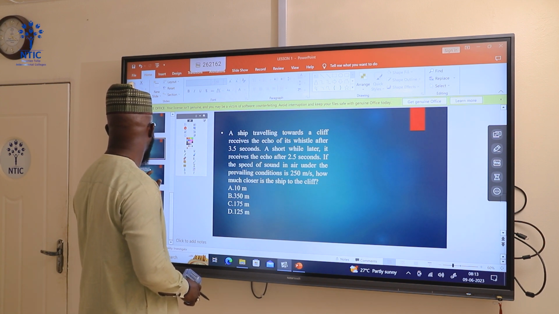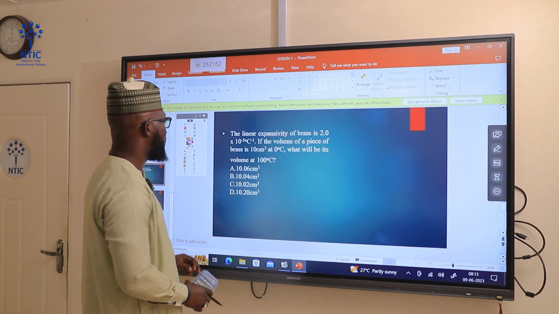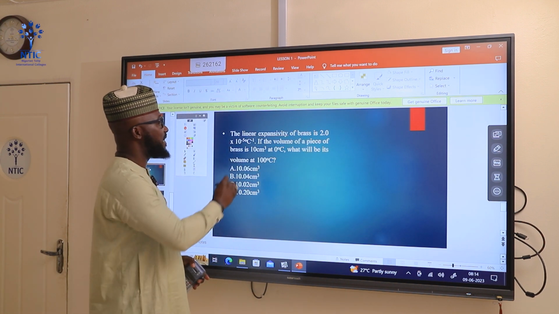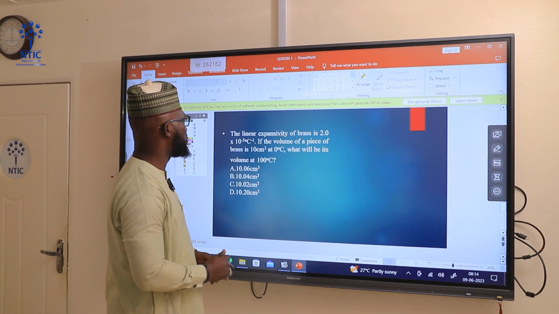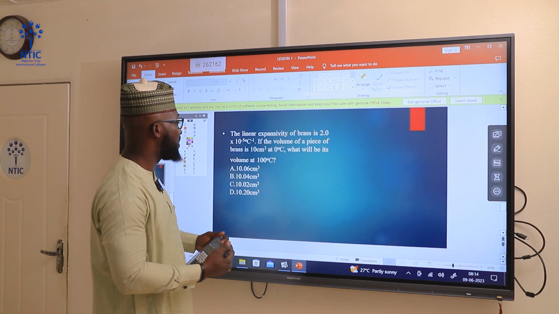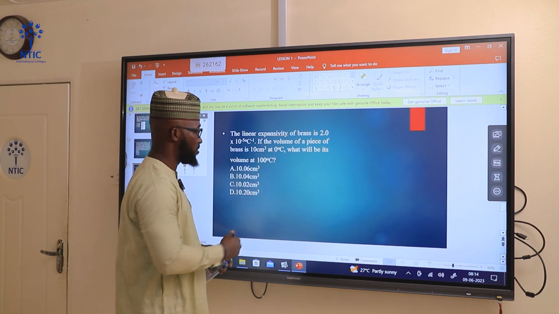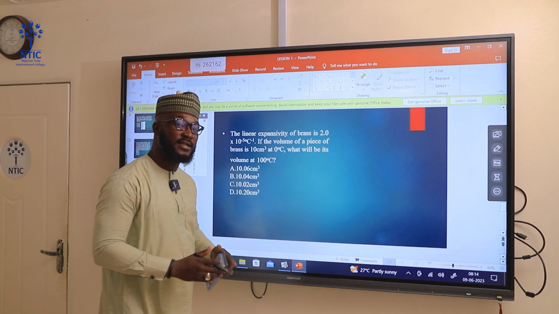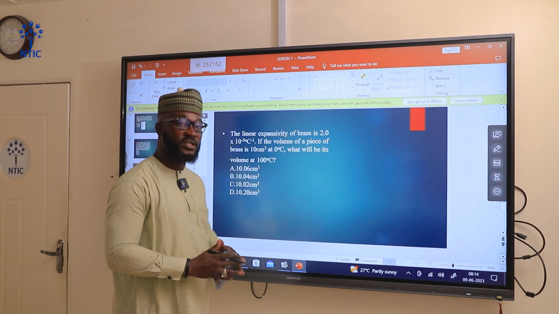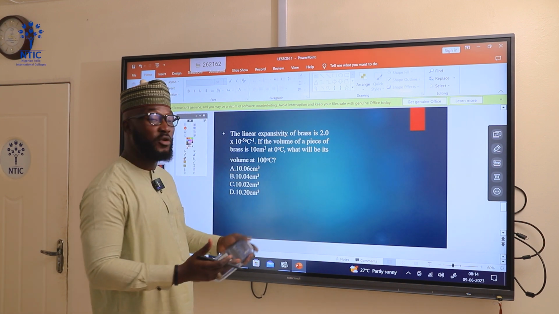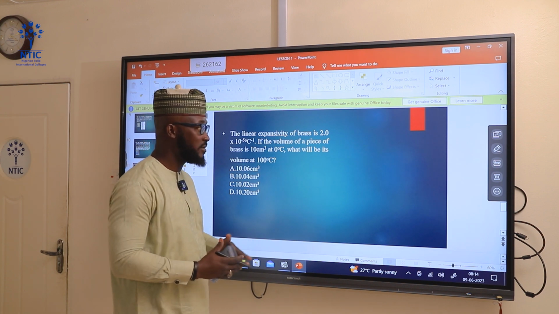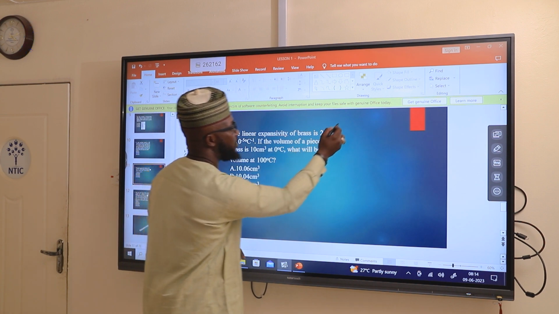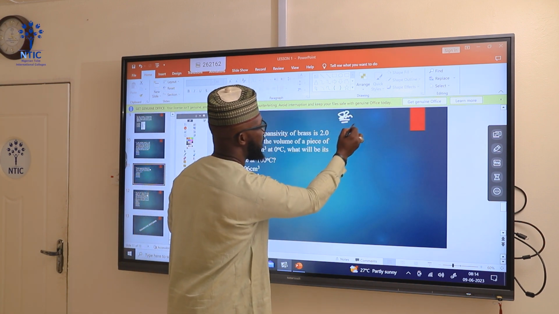For the next question, we have a question on expansivity. The linear expansivity of brass is 2.0 times 10 to the power of minus 5 per degree Celsius. If the volume of the piece of brass is 10 centimeter cube at 0 degrees Celsius, what will be its volume at 100 degrees Celsius? Okay, let's try bringing out the data given, the information given in the question. We'll start by saying solution. Data.